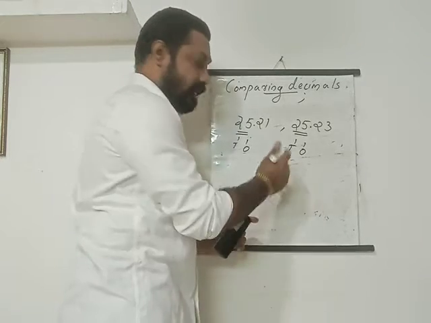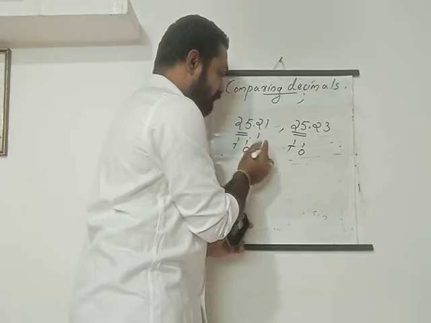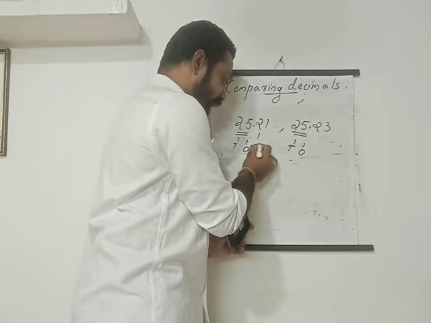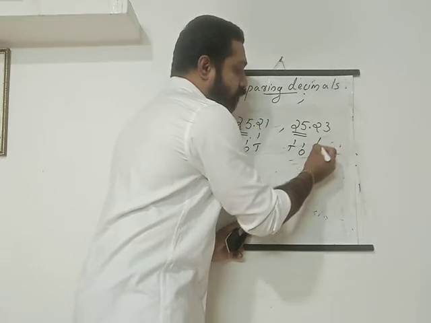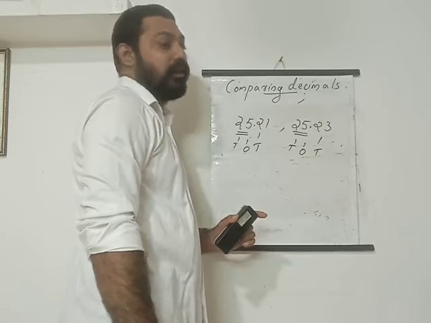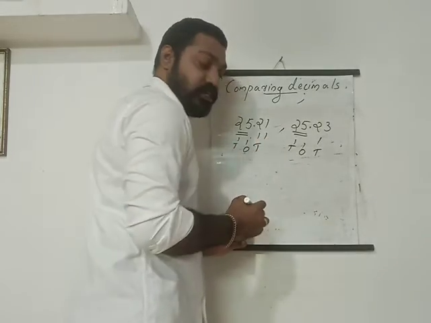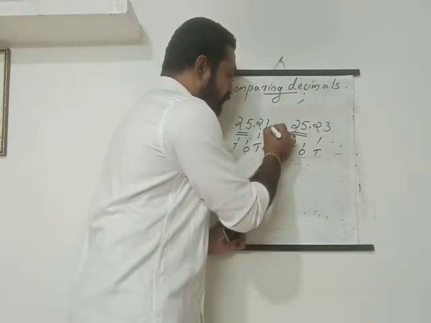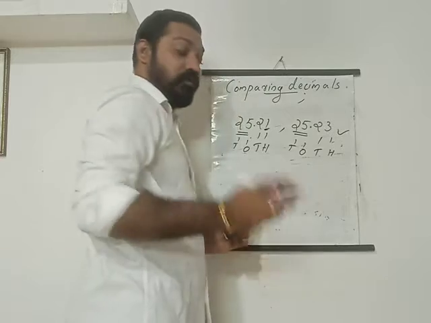What is the next place? Here you can see after the point, the number in the tenths place. In the tenths place here it is 2. What about here? Here also 2. Then, if again confused, go to the next place. Here in the hundredths place it is 1, but here it is 3.